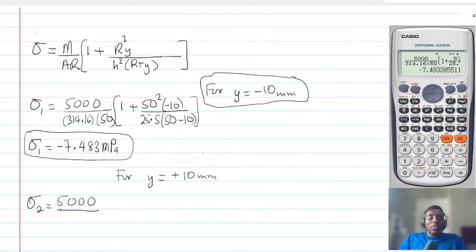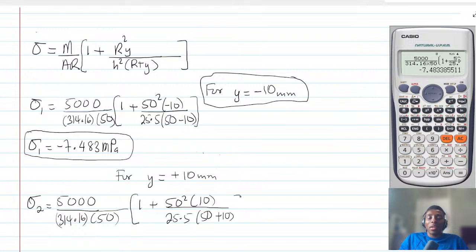So 5,314.16 multiplied by 50, and then 1 plus 50 squared into 10 divided by 25.5, 50 this time around plus 10. Then you close the bracket.